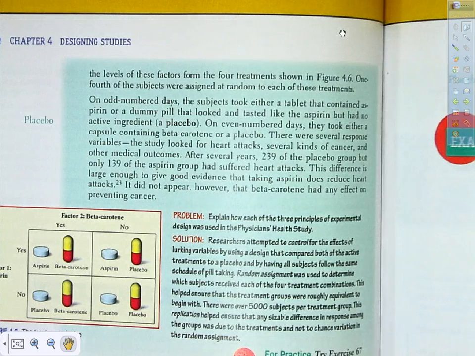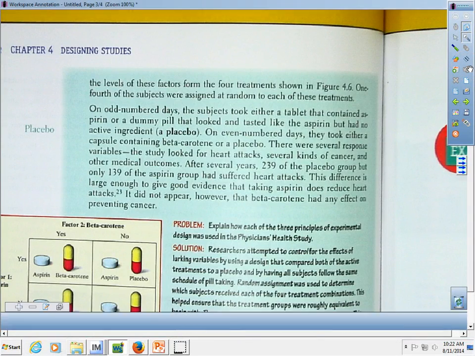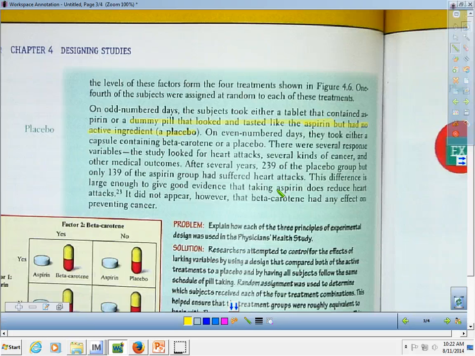On odd-numbered days, the subjects took either a tablet that contained aspirin or a dummy pill that looked and tasted like aspirin. And so that right there is our first introduction into what's called a placebo, right? Not the first time you've heard that, but anything that's a dummy pill that looks and tastes like the treatment, but does not actually have an active ingredient is called a placebo. And so that's another vocabulary term that you want to make sure that you understand. And so that's what's going to happen on odd numbered days. On the even numbered days, they're going to take either their beta-carotene or the placebo in place of the beta-carotene.